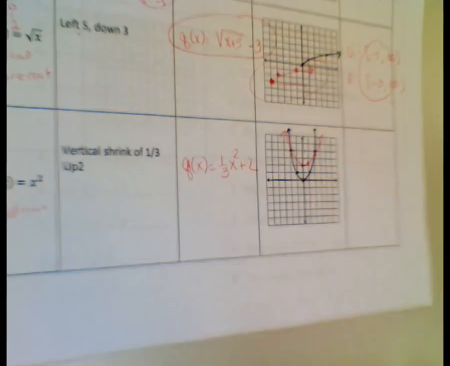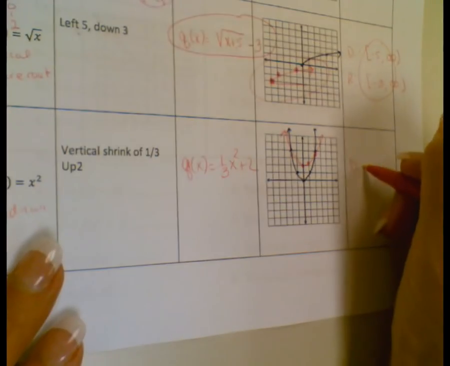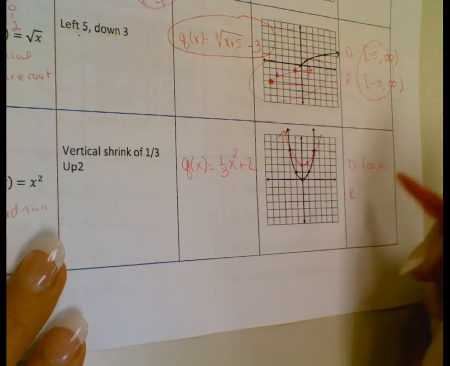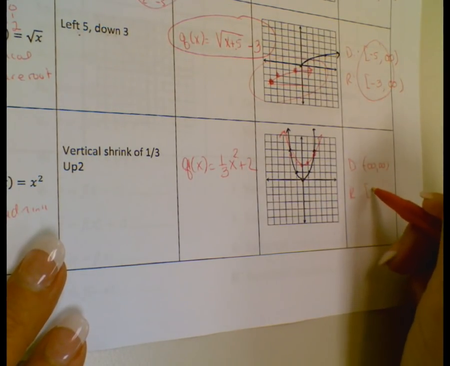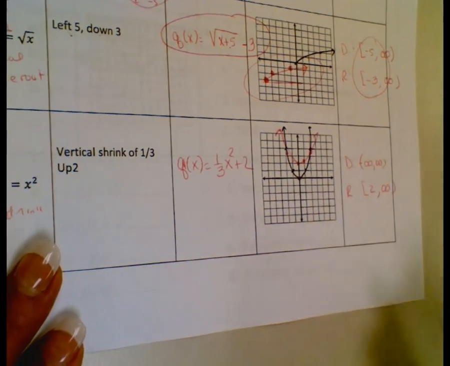Try it on the graphing calculator and see if that's what it looks like. Your domain, how far left does it go? Negative infinity to infinity. Range, it looks like the lowest it goes is 2. The highest it goes is infinity. You guys got the swing of this?